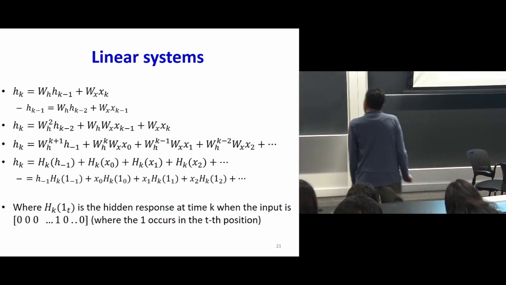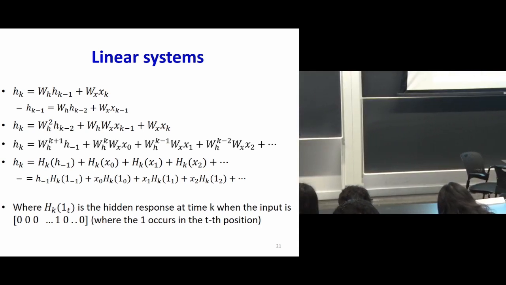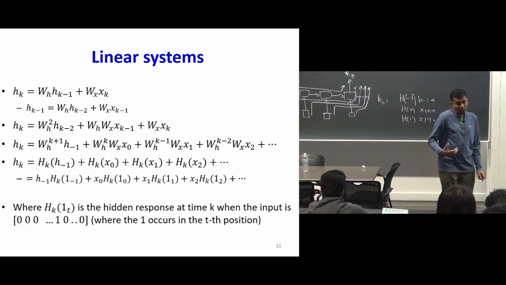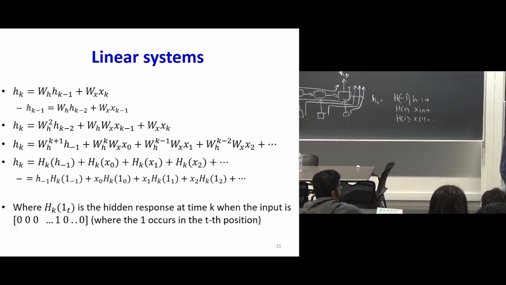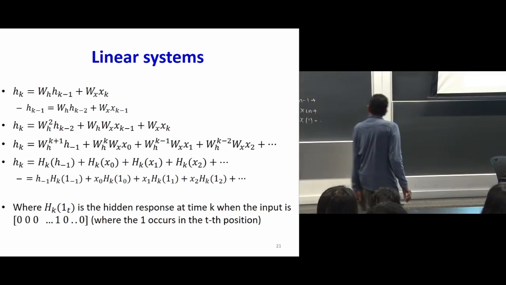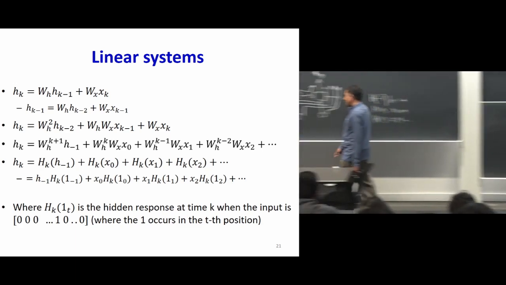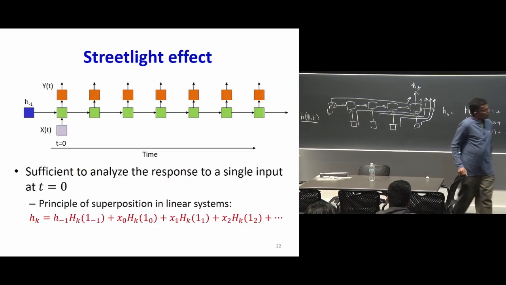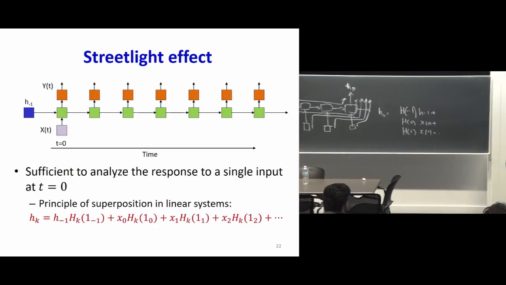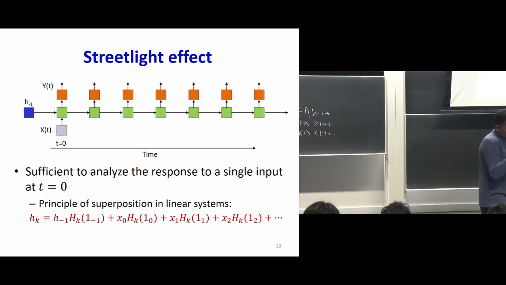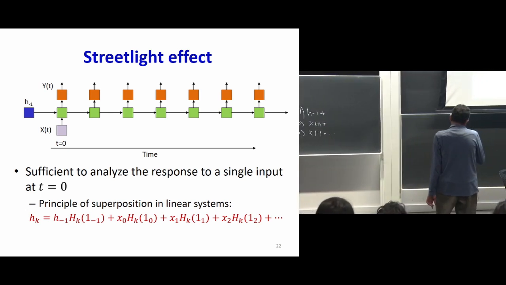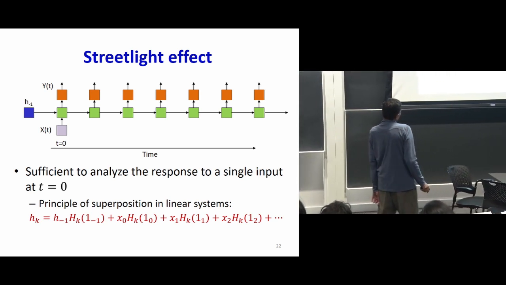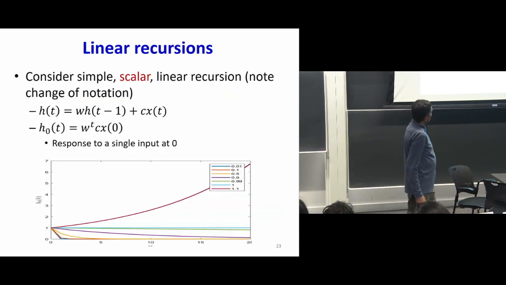Now, what this means is, if I want to see if this thing will actually remember things for arbitrary amounts of time, which is what we really want the system to do, as in the case of the parenthesis, what we want to see is what happens if I provide some input here. So it is sufficient for me to analyze the response of the system to a single input at time 0. So ignore H of minus 1. Let's assume this is 0. Let's just consider what happens if we just have a single input at time 0, right?